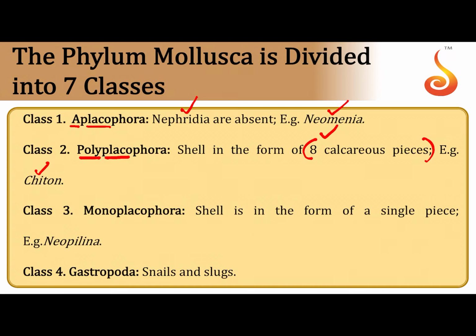Class 3 is Monoplacophora. It consists of one single piece of shell, mono meaning one, placos meaning plate. So the shell is in the form of a single piece, as in the case of Neopilina galathiae. And then you have Gastropoda. Gastropoda is the class 4.